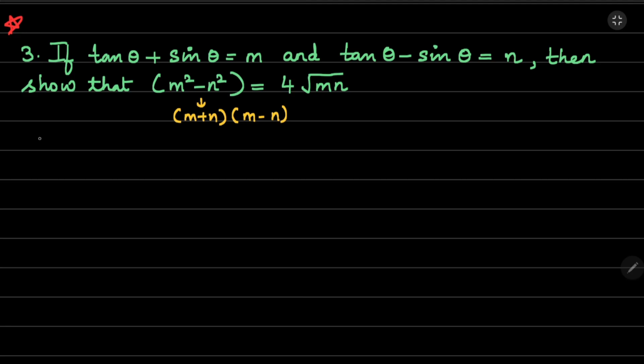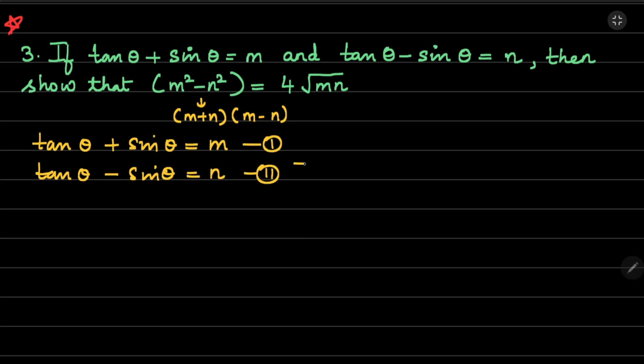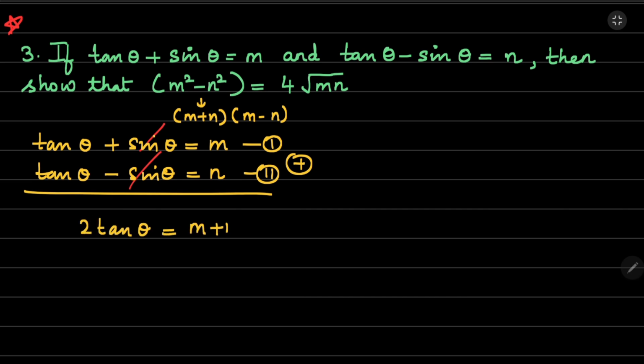So let's do that. The first one, take tan theta plus sine theta is equal to m. Tan theta minus sine theta is equal to n. So just add them. So what do you get when you add them? Sin theta will get cancelled. So you get 2 tan theta is equal to m plus n, and tan theta is equal to m plus n by 2. Keep it as it is.